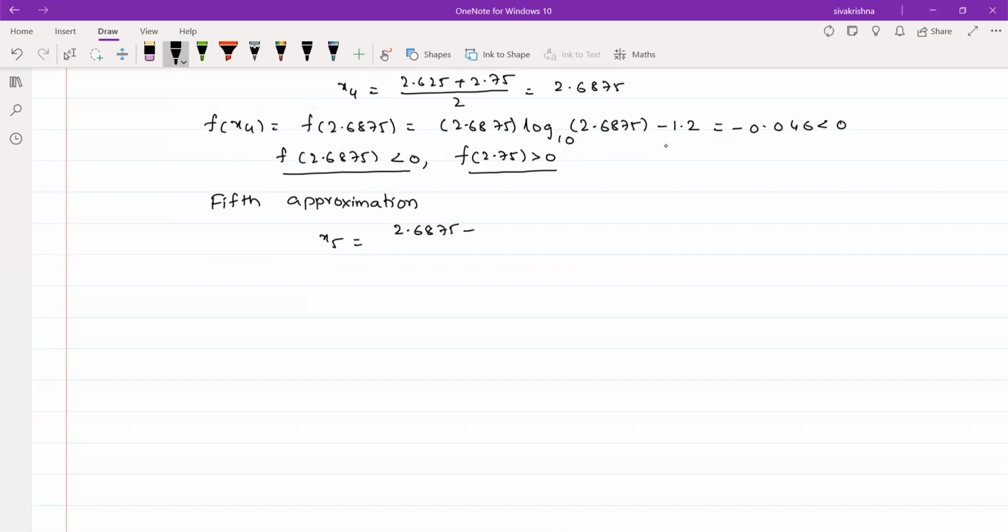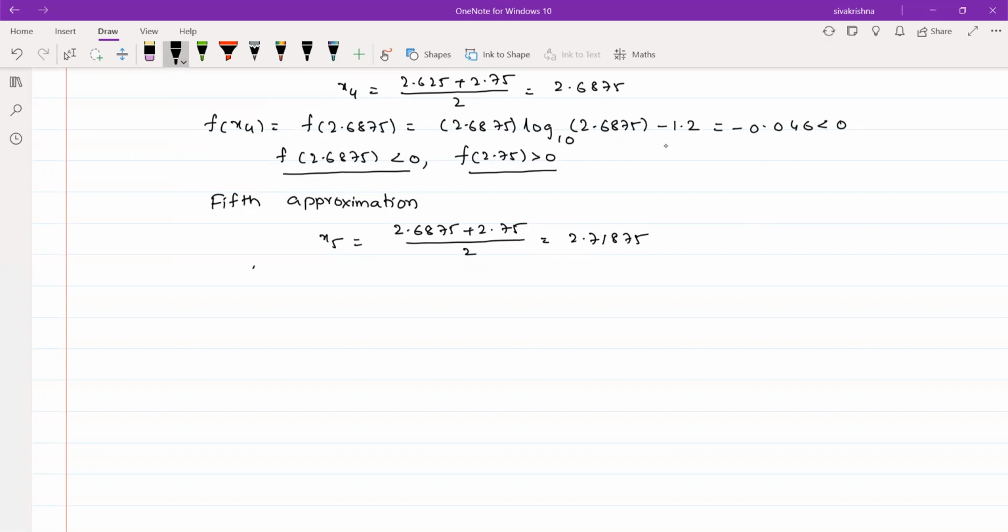2.6875 plus 2.75 by 2, and this is equal to 2.71875. Okay, so 2.71875 is the fifth approximation.